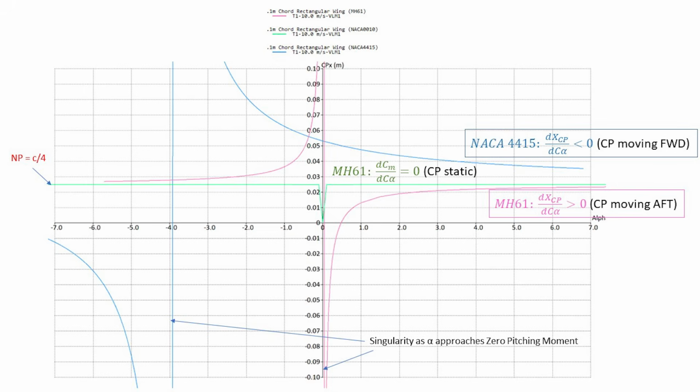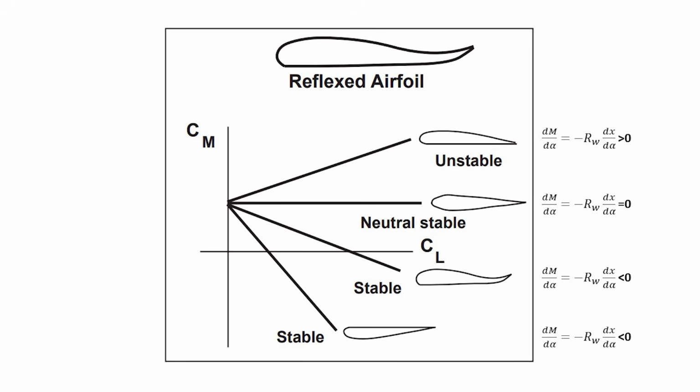The singularities in this plot are the 0 pitching moment alphas, and we can see for the wing with the positively cambered NACA 4415 airfoil that the CP moves forward as alpha increases, whereas for the wing with the reflexed MH61 airfoil, the CP moves aft with alpha. This brings us all the way back to a solution to the longitudinal static stability equation we derived earlier, which requires that dx/d alpha is negative. But let's not forget that we are trying to simply make dx/d alpha greater than 0, which means the CP moves aft as alpha increases, not considering any other stability derivatives or their effects right now.